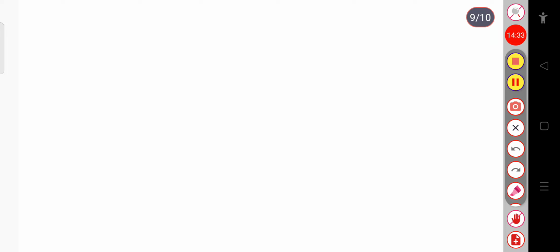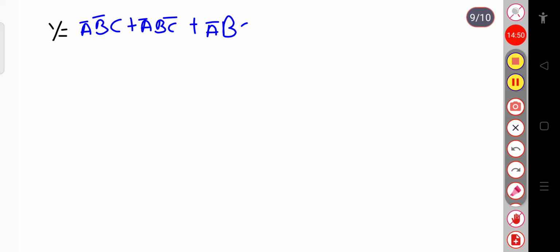Suppose y equal to, it is given a bar b bar c plus a bar b c bar plus a bar b c plus a b c. You have to minimize this expression. I am not writing here always minimize, you have to just minimize the expression.